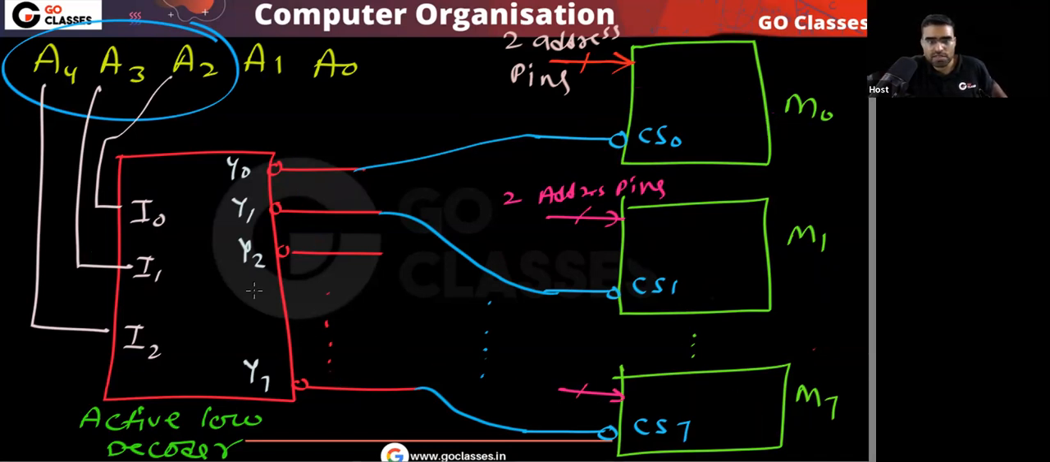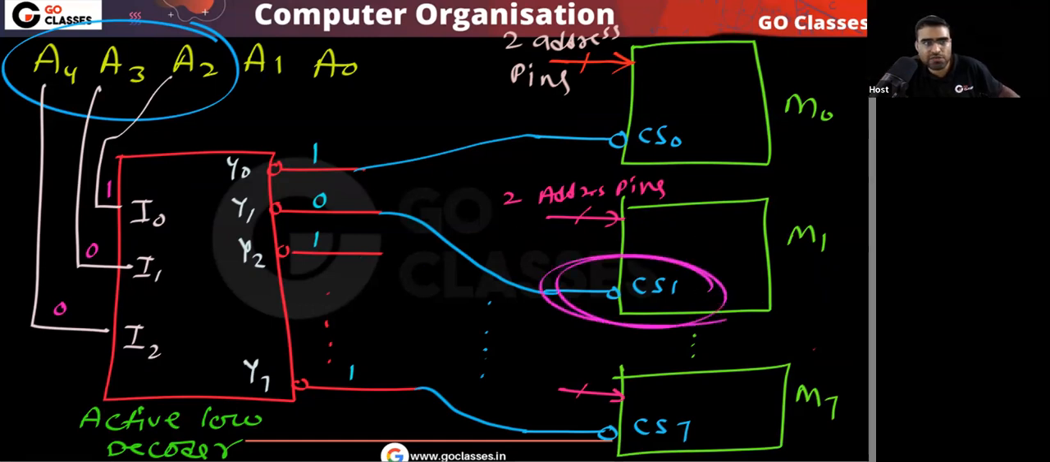Simple. Yes or no? Similarly, you tell me, in this address, if these three MSB bits are, let's assume, 100, now what will happen? Means A2 is 1, A3 is 0, A4 is 0. In this situation, you can notice this line will be 0, all others will be 1. So who will be activated? Chip select is active low, which simply means that when chip select is 0, it will be active.